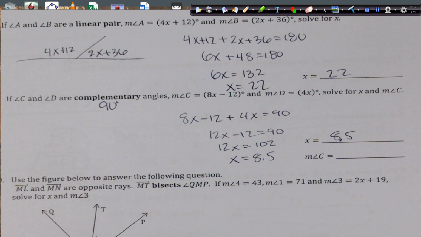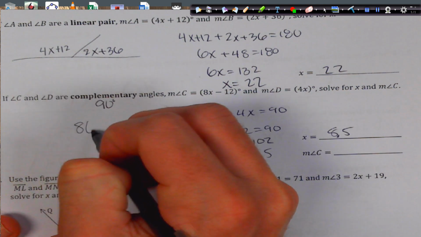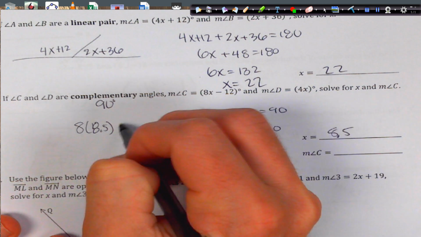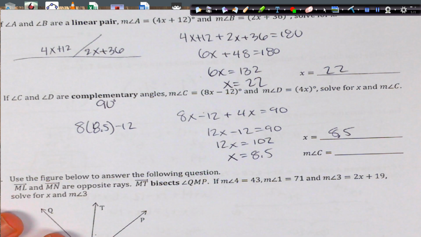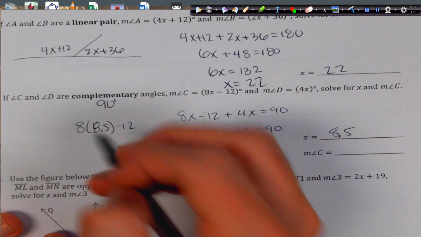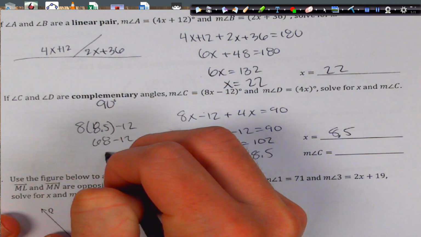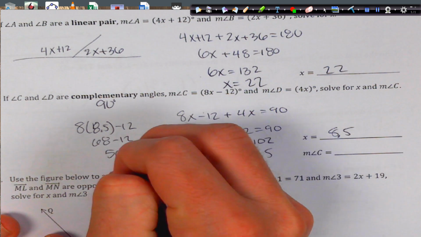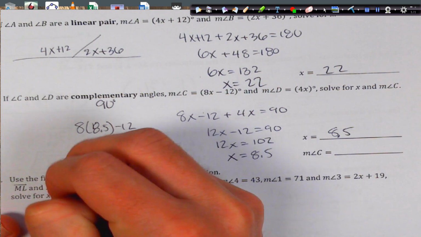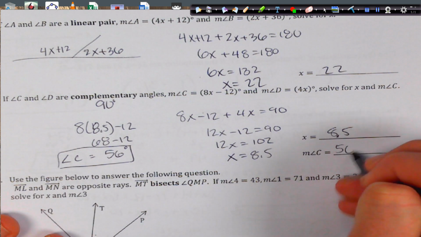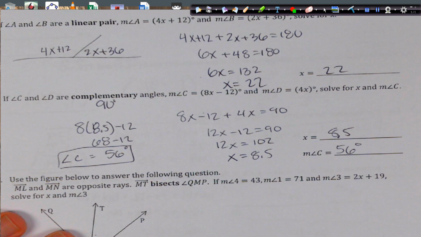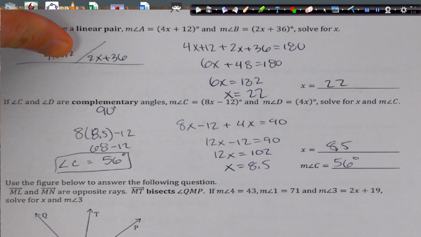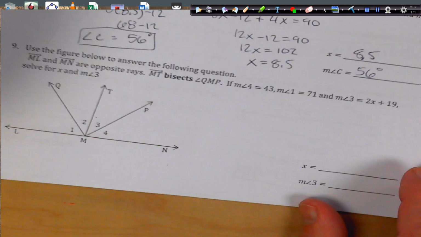Then it says find angle C, so we just plug it back in. So 8 times 8.5 minus 12. So 8 times 8.5 is 68 minus 12. That's going to be 56 degrees for angle C. Let me just double check that. Yep, we're good. Always a good idea to double check. All right, and let's move on.